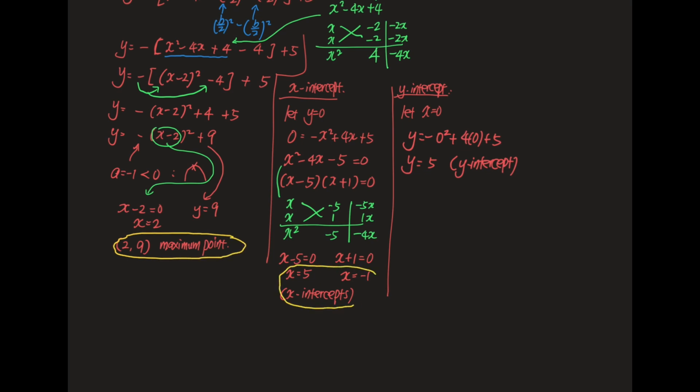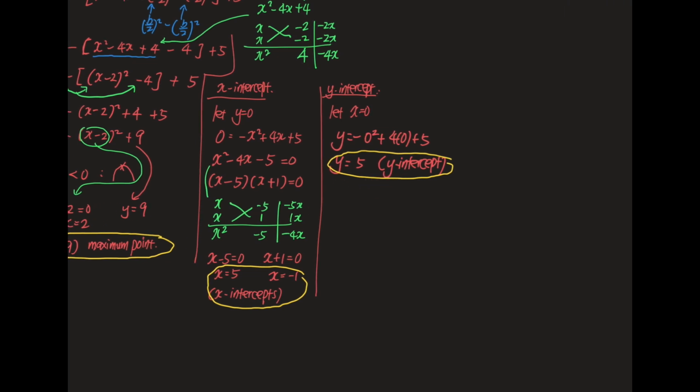So we have complete information. We have the maximum point. Which one is the maximum point? It is like this. The graph is like this, so it's unhappy. Then the point here is the maximum point. Then the other information is the y-intercept. So we use the three pieces of information that I circled in yellow: the maximum point, the x-intercept, and the y-intercept.